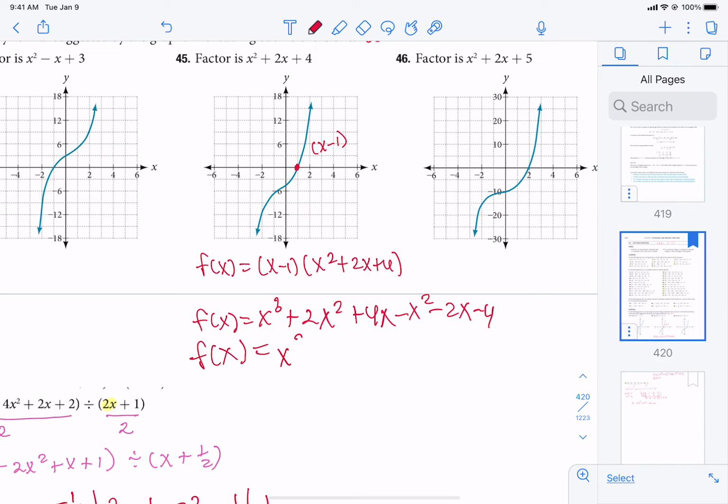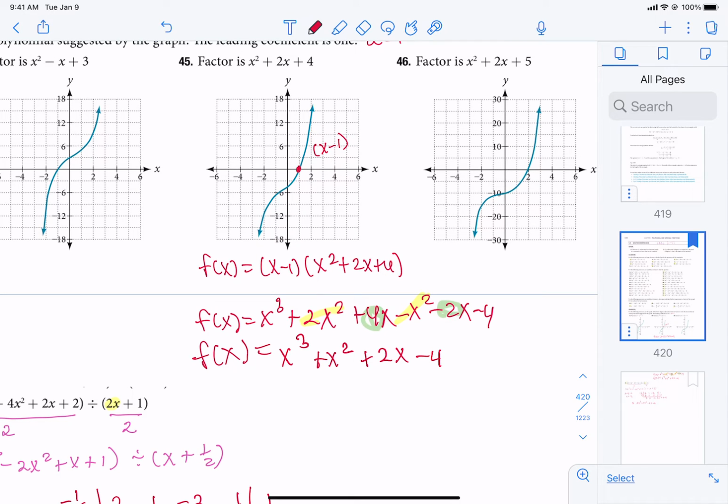So we've got x cubed. We've got 2x squared minus x squared, which is plus x squared. We've got 4x minus 2x, which is plus 2x, and then minus 4. So if you were to put that polynomial into Desmos, it would look like the graph that you see there. Okay? So use the place that you hit the x-axis, your intercept, to find the missing factor, and then multiply it all out to find the polynomial.